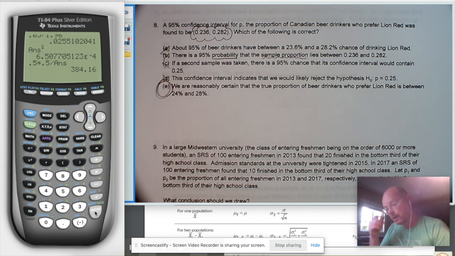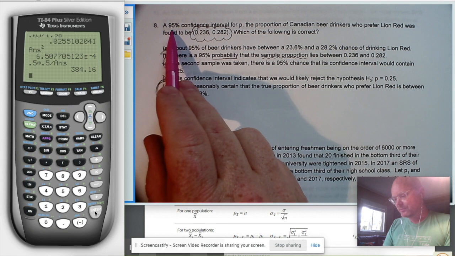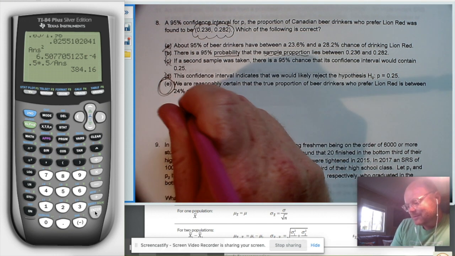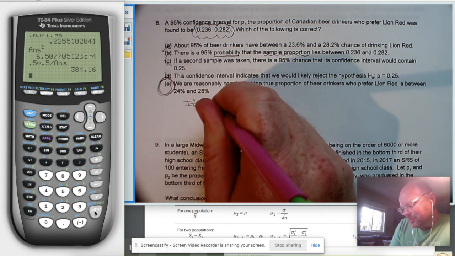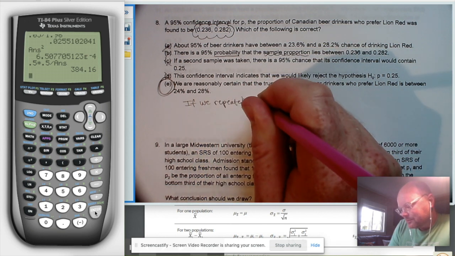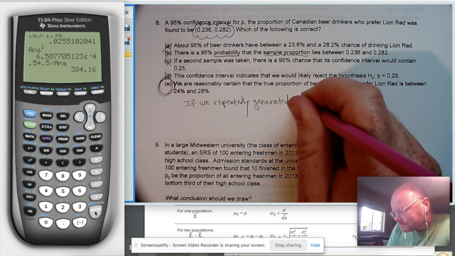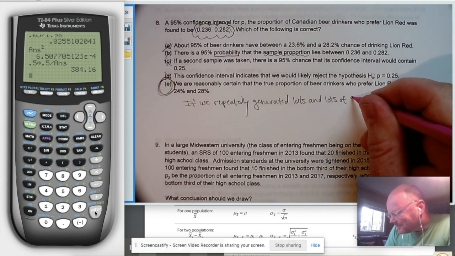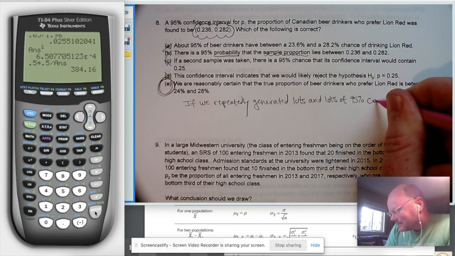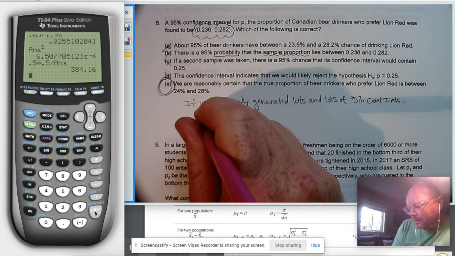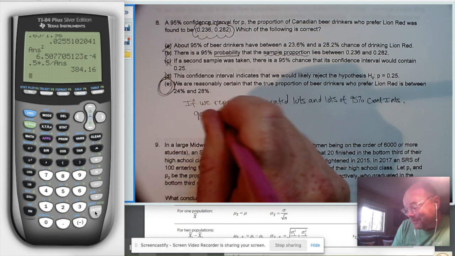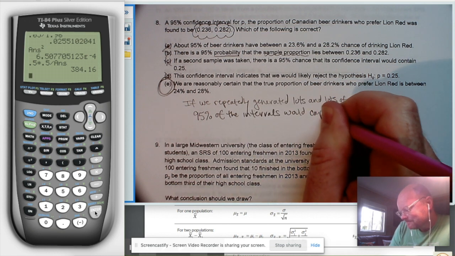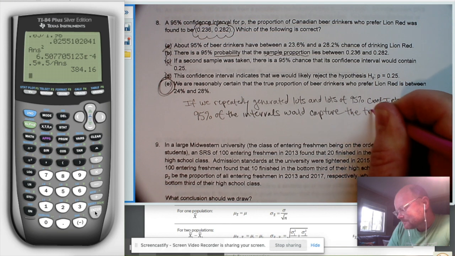Honestly, I think that's a weaker choice. Whenever somebody asks me to interpret a 95% confidence interval, I think I've said it before, but I really like saying something like, if we repeatedly generated lots and lots of 95% confidence intervals, 95% of the intervals would capture the true proportion.